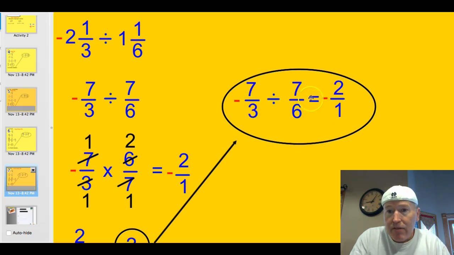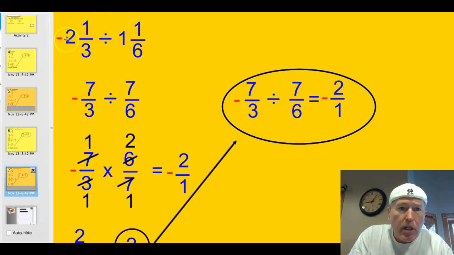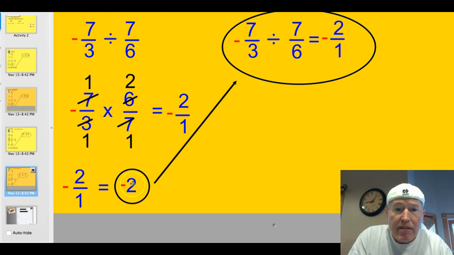So it would be negative times a positive. Here it would actually be a negative 14/6, which is the same as a negative 7/3. Again, double checking my answer. A negative divided by a positive, I should have a negative answer.